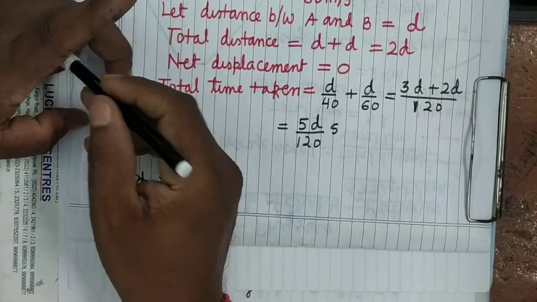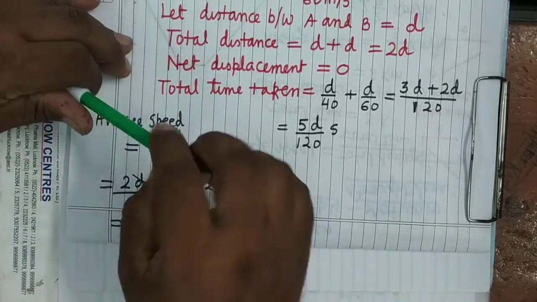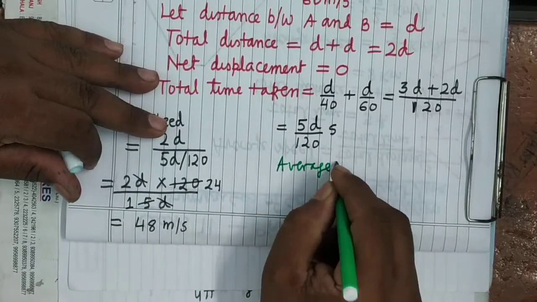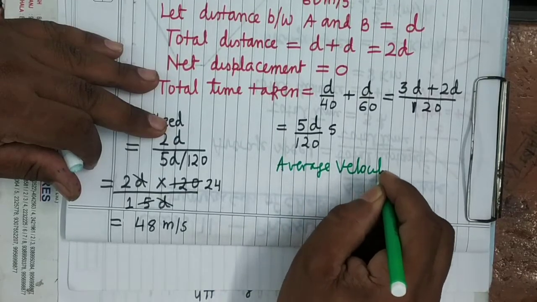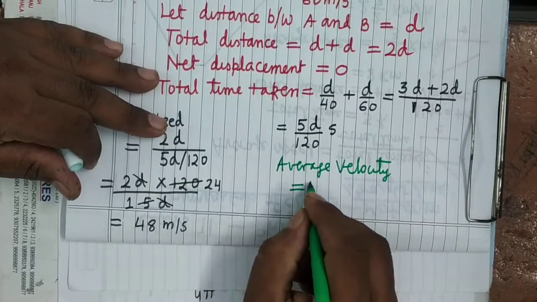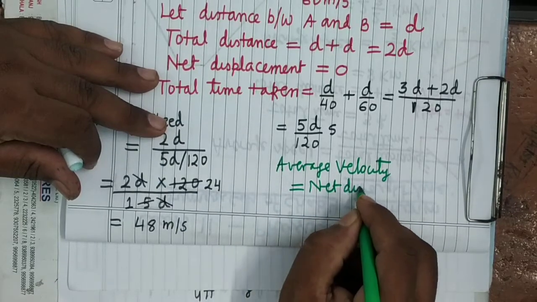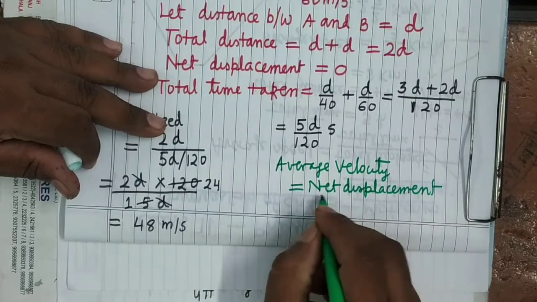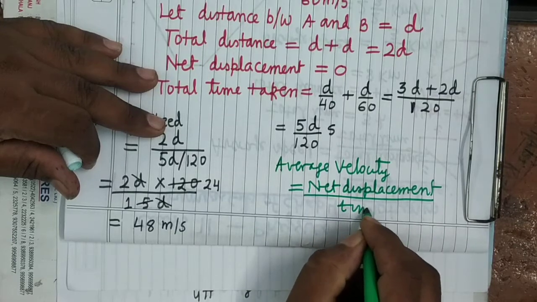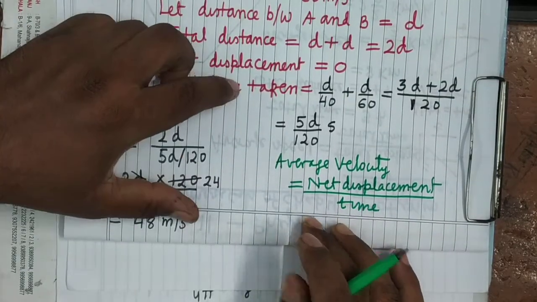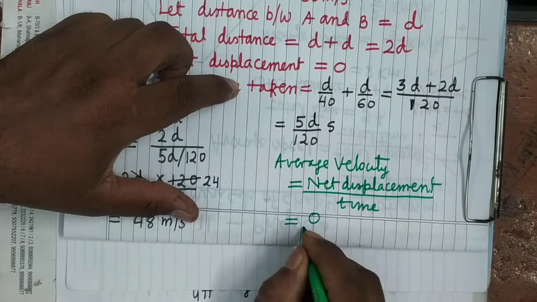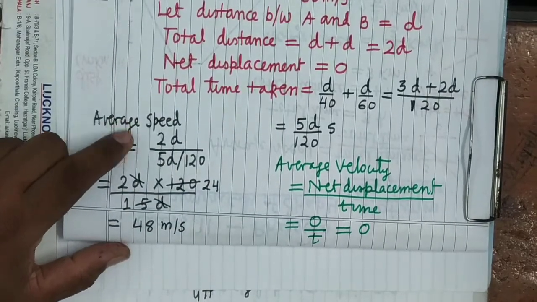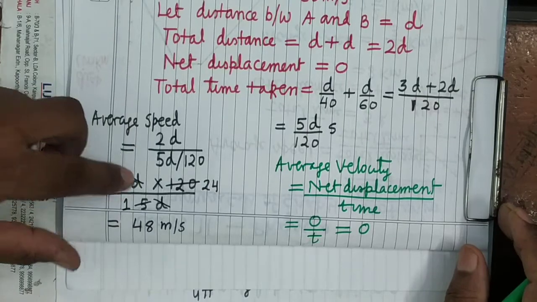But when you determine the average velocity, what will you do? Average velocity means net displacement upon time. What is the net displacement? Net displacement is 0, time is t, so it will be equal to 0. Average velocity will become 0. Is it clear? So this is question number 2.